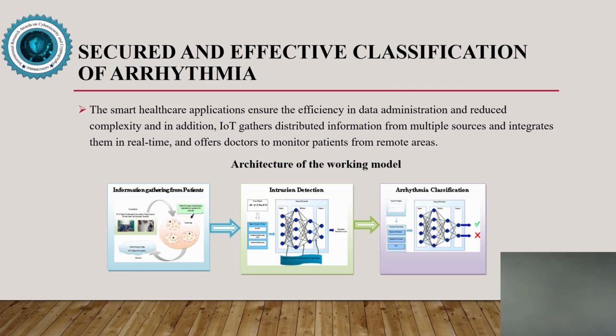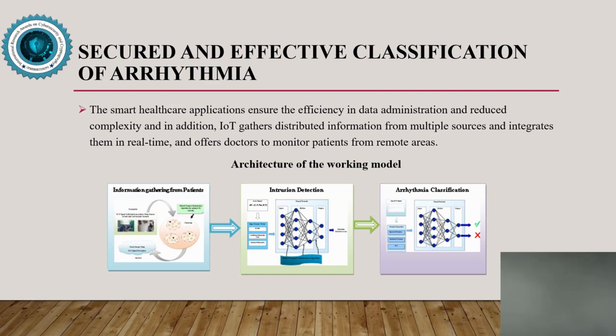This information, usually collected through the sensors, needs to be transmitted to the storage through multipath. So information is gathered from the patients, and then we give that data to the intrusion detection. Then after filtering with the neural networks, they give the final arrhythmia classification.